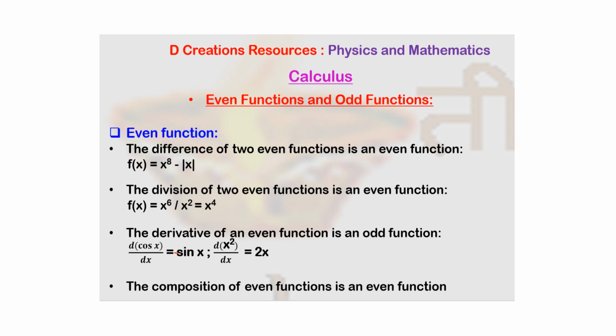So the derivative of an even function like cos x is minus of sin x, which is an odd function, and similarly the derivative of an even function x square is 2x, which is an odd function. So this is about even functions.